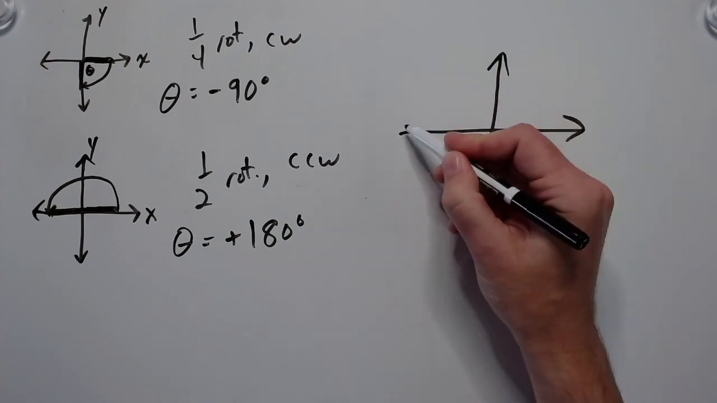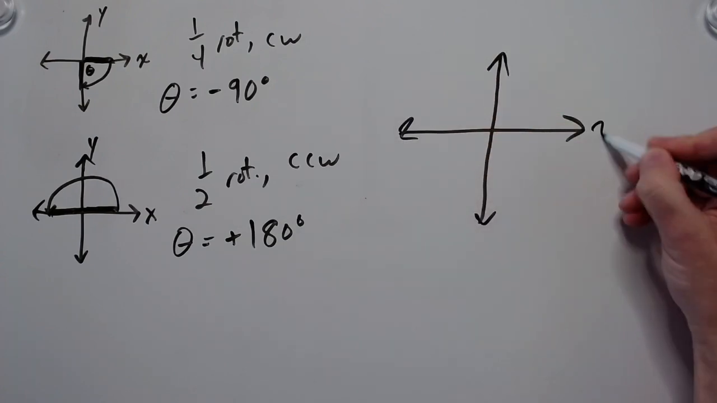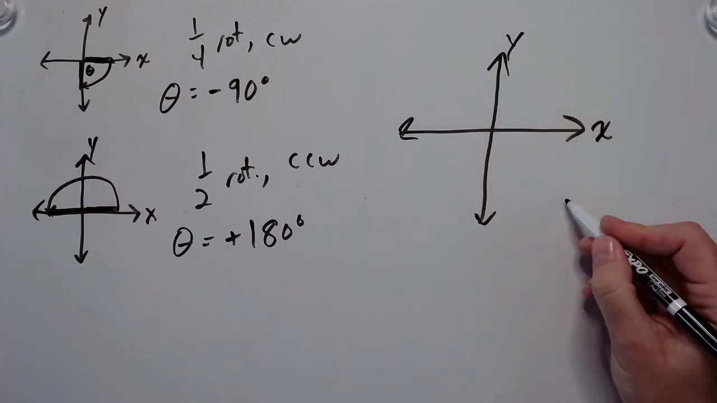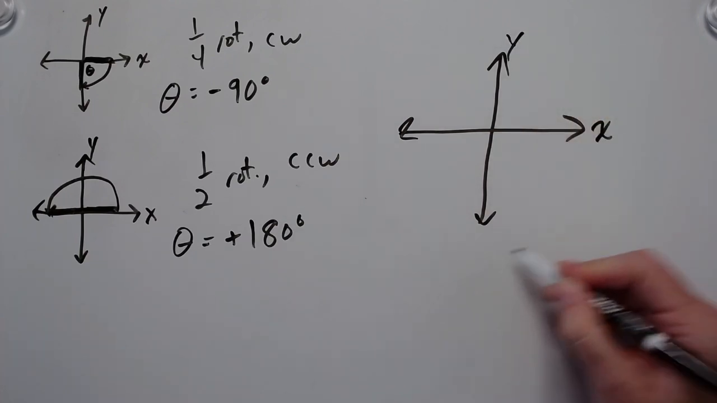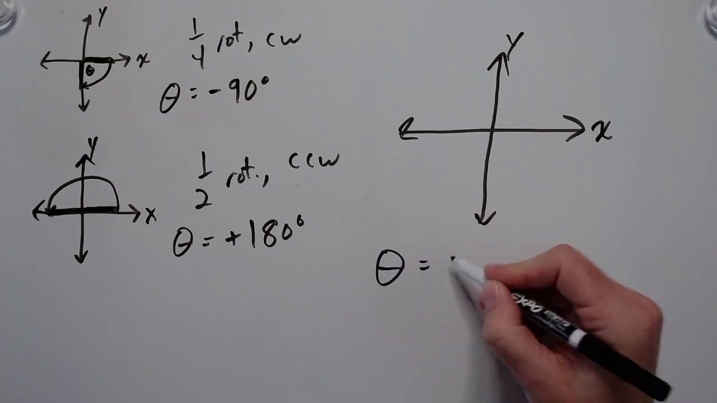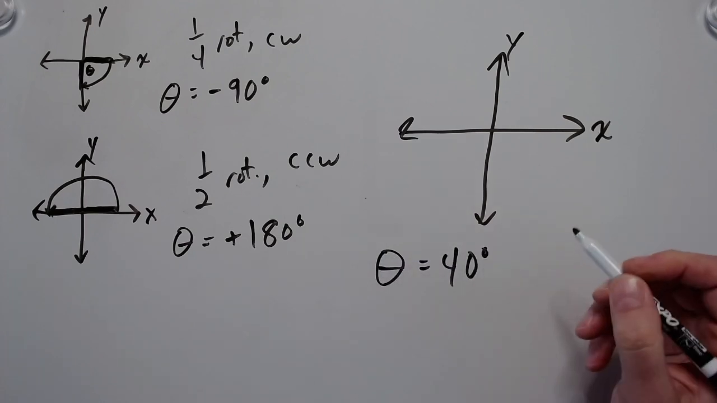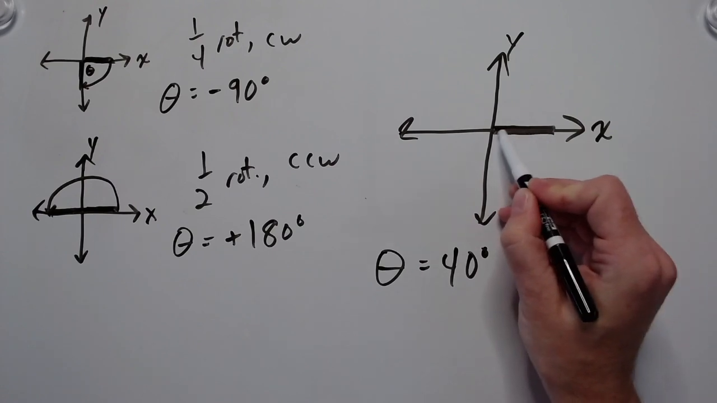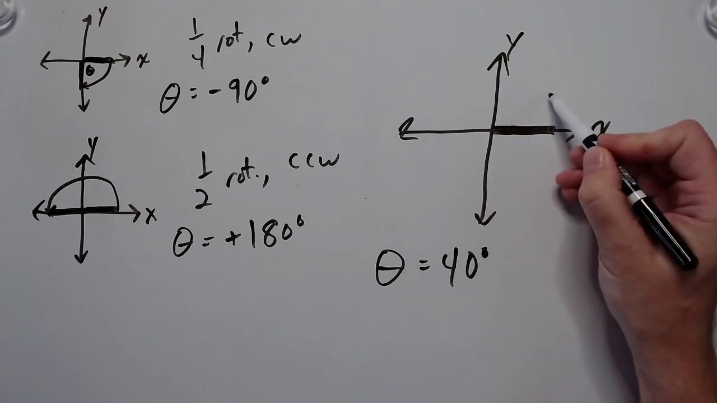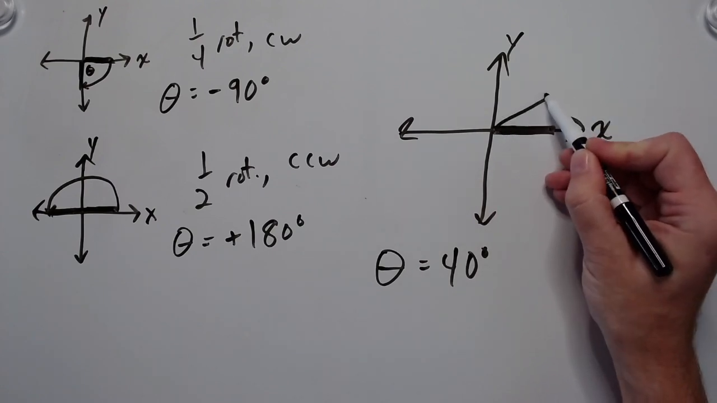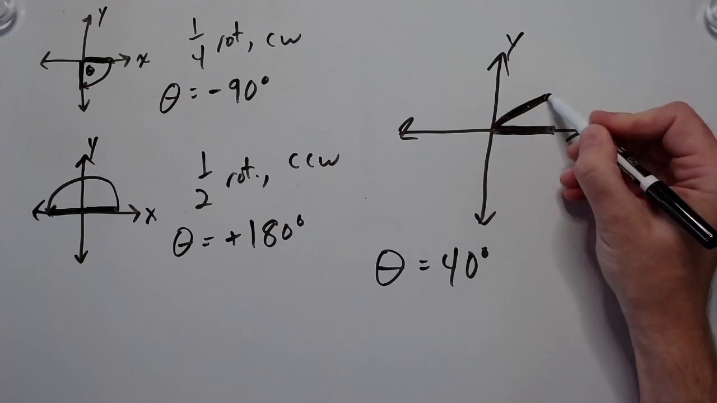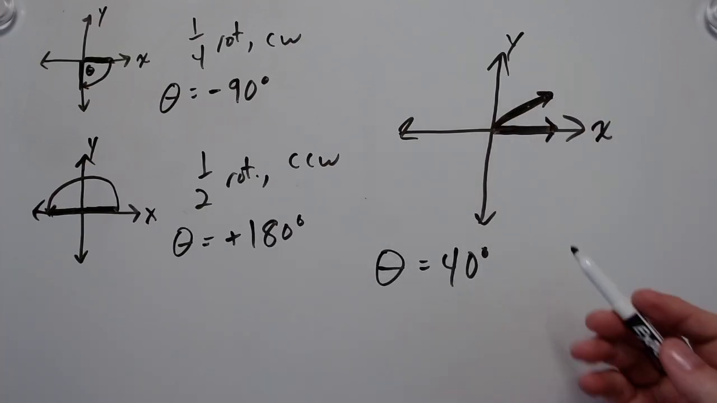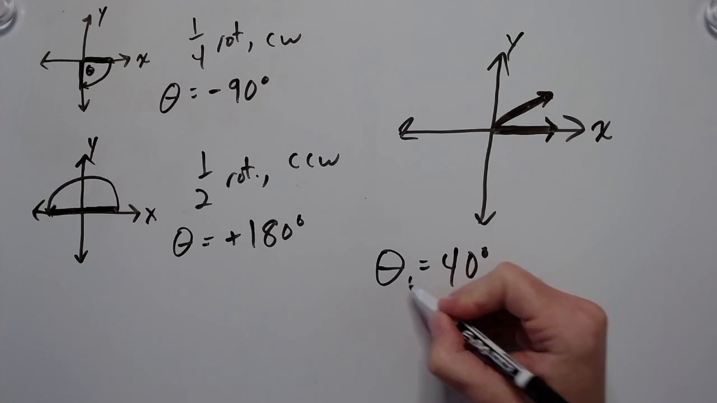Next, I'm going to draw a slightly larger one here for our example. Again, we like to mark our axes, x and y. And we're going to start with a measurement. Let's say, we'll put it down here. Theta equals 40 degrees. So using our standard form, we've got our initial side, and 40 degrees is about here. I'm just kind of eyeballing it like that. So here is our 40 degrees.